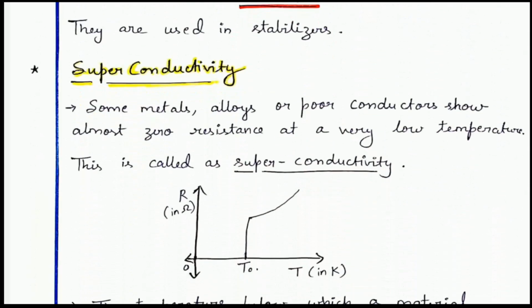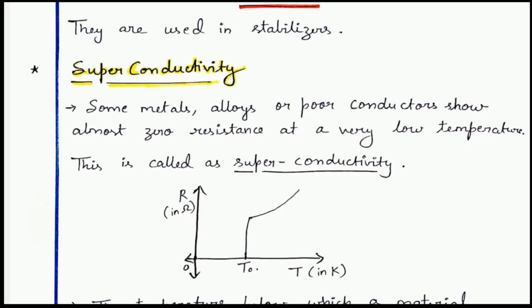Next, as we have seen, if we decrease the temperature of conductors, then their conductivity increases. So for some metals, alloys or semiconductors, if you go on decreasing the temperature, their conductivity will go on increasing, and after some point they will have very little resistance. That is, the resistance will become nearly zero.